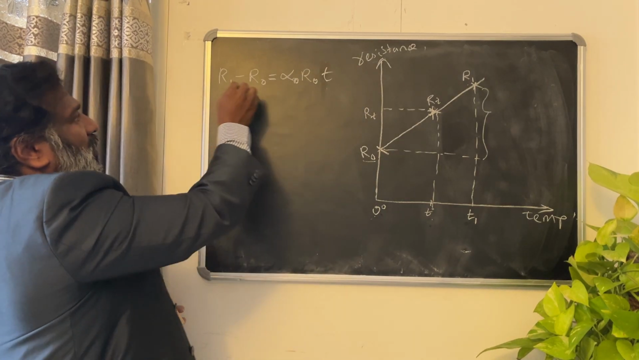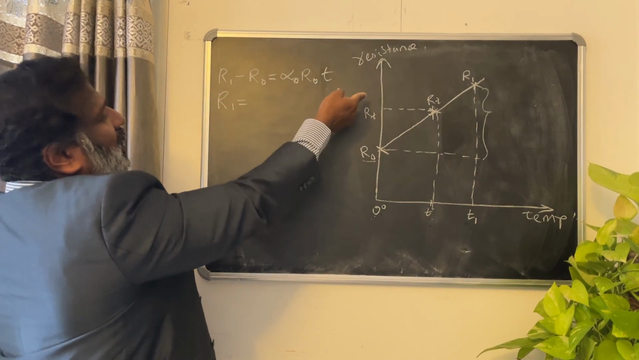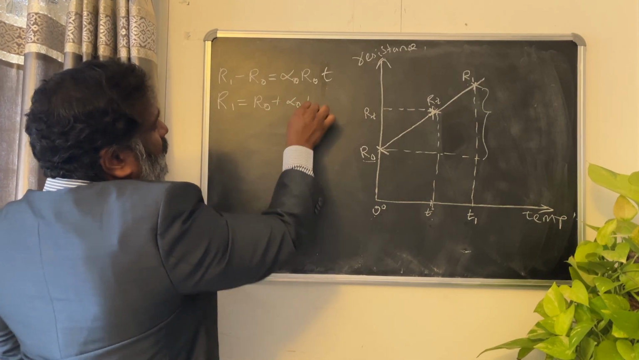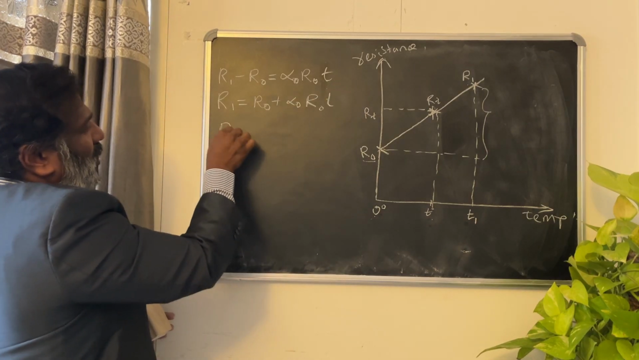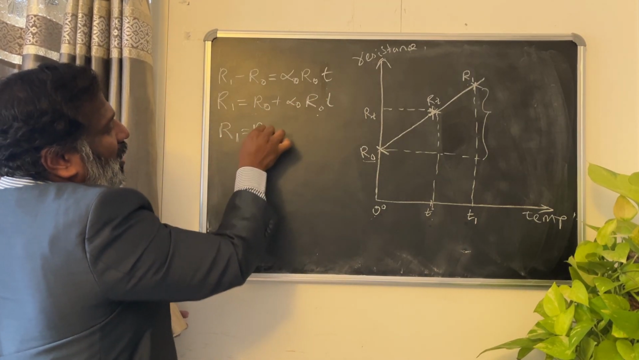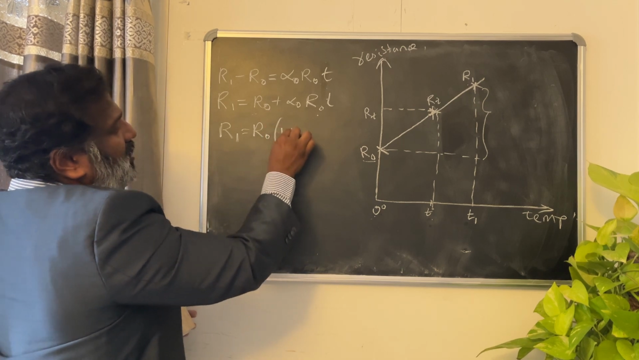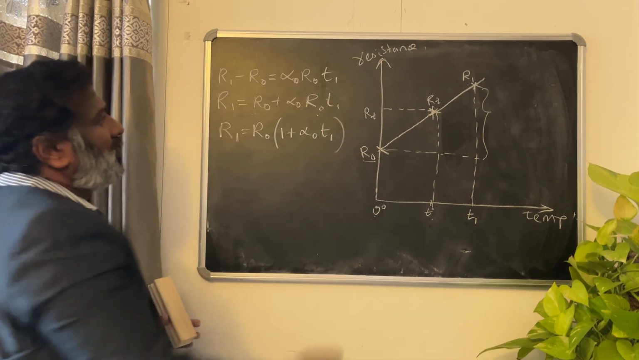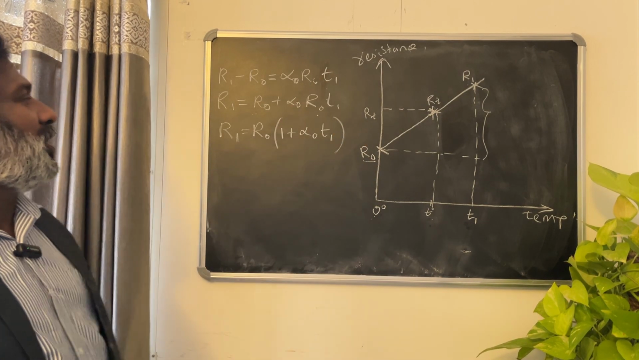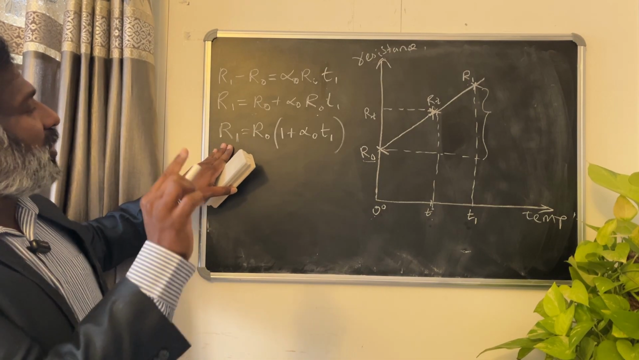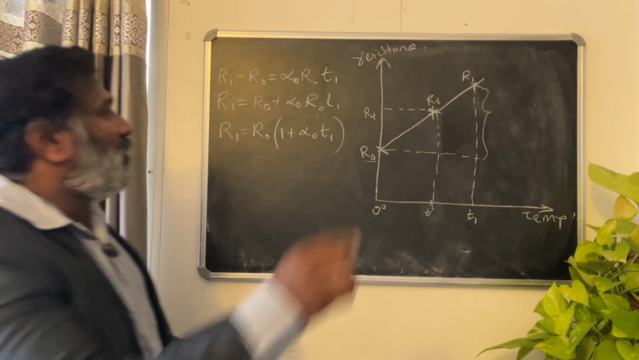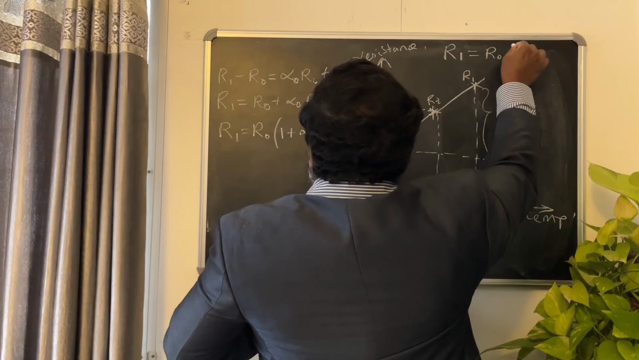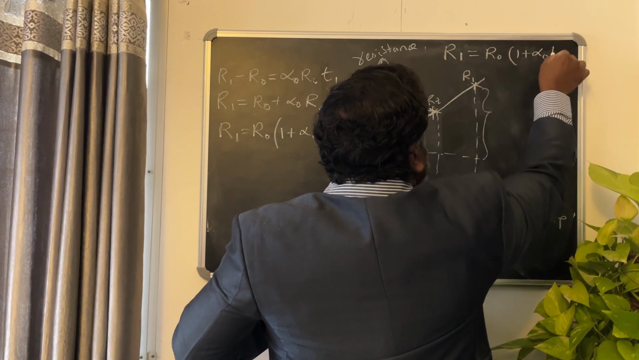So T1. So R1 equal to, R0 we can take to the other side, so it will become plus R0. So R1 equal to, both terms contain R0 which can be taken out as common, so 1 plus alpha 0 T1. Temperature is T1 minus 0, so T1. So resistance at any temperature T1 can be calculated using the formula R0 into 1 plus alpha 0 into T1.